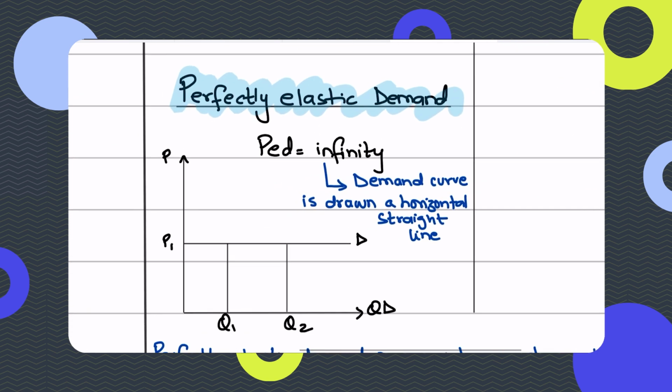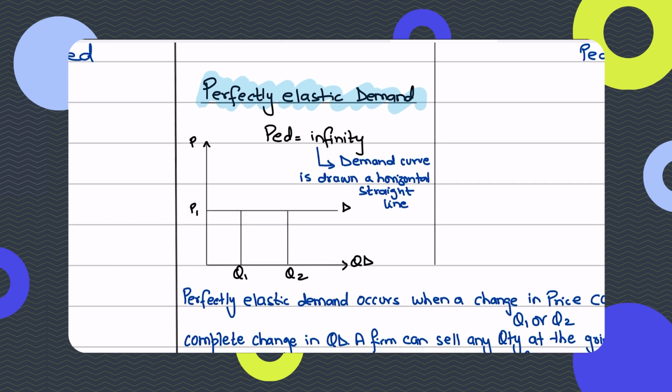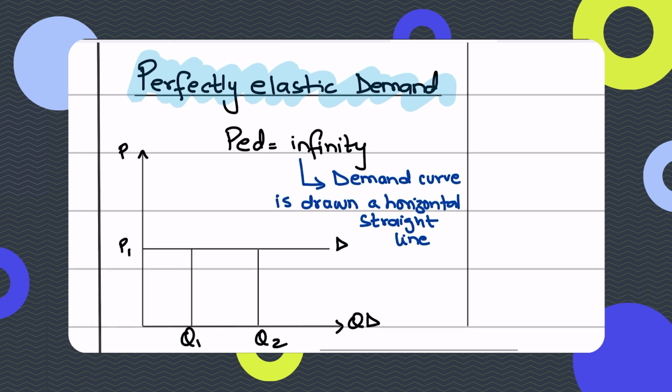The last case that we need to discuss is, in fact, I forgot to mention this earlier in the video. I had mentioned 4 cases. There are actually 5. It is perfectly elastic demand, and perfectly elastic demand is more of a theoretical extreme, again with less real life application, where the PED value is infinity. It's infinite. And what you need to understand is that the demand curve is drawn like a horizontal straight line, just like you can see on your screens.